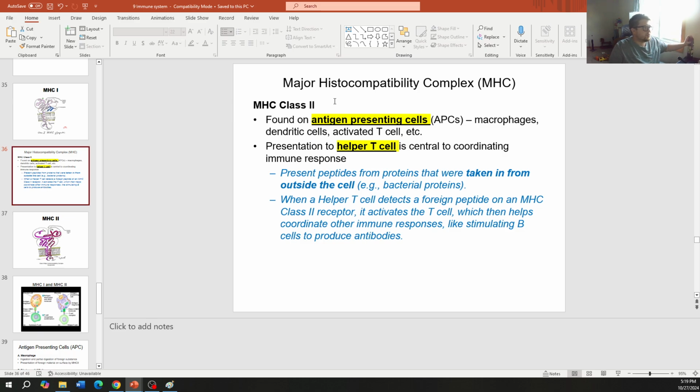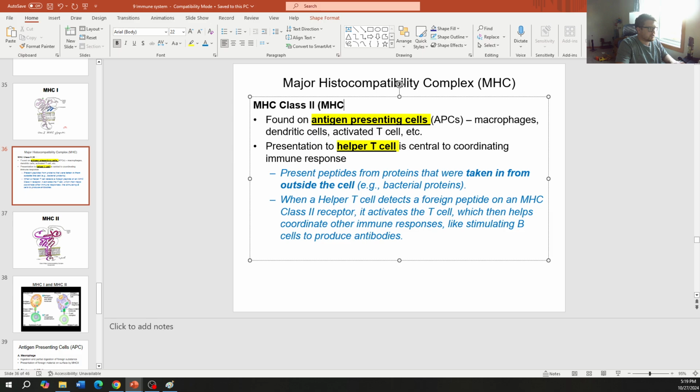MHC class 2, or MHC2, these are found on antigen-presenting cells, so more specific. Macrophages, dendritic cells, the activated T cells, also on B cells, and a couple of other ones. Specifically, these are the ones that you want to remember. Macrophages, dendritic cells, activated T cells, and B cells. Remember those guys.